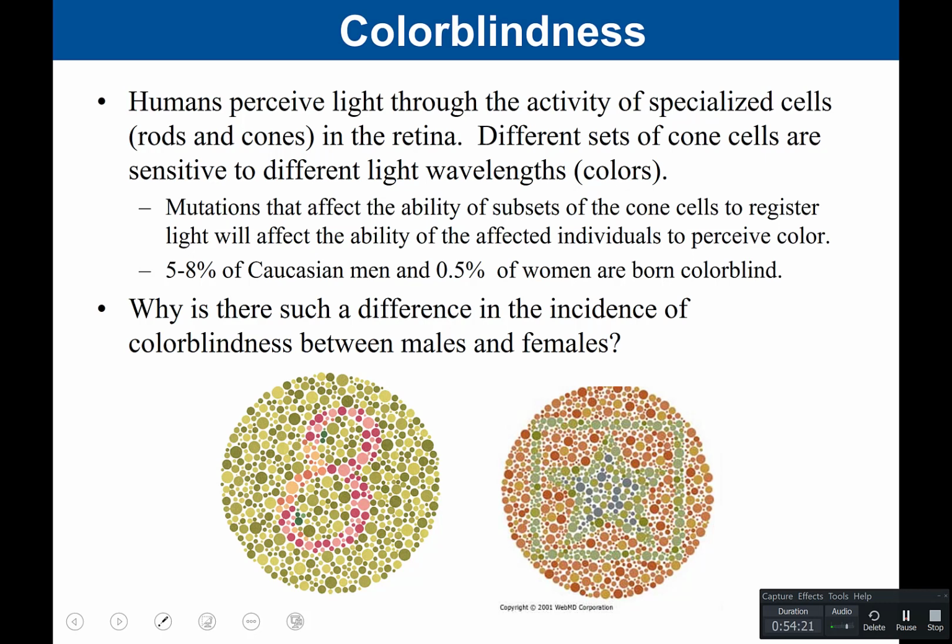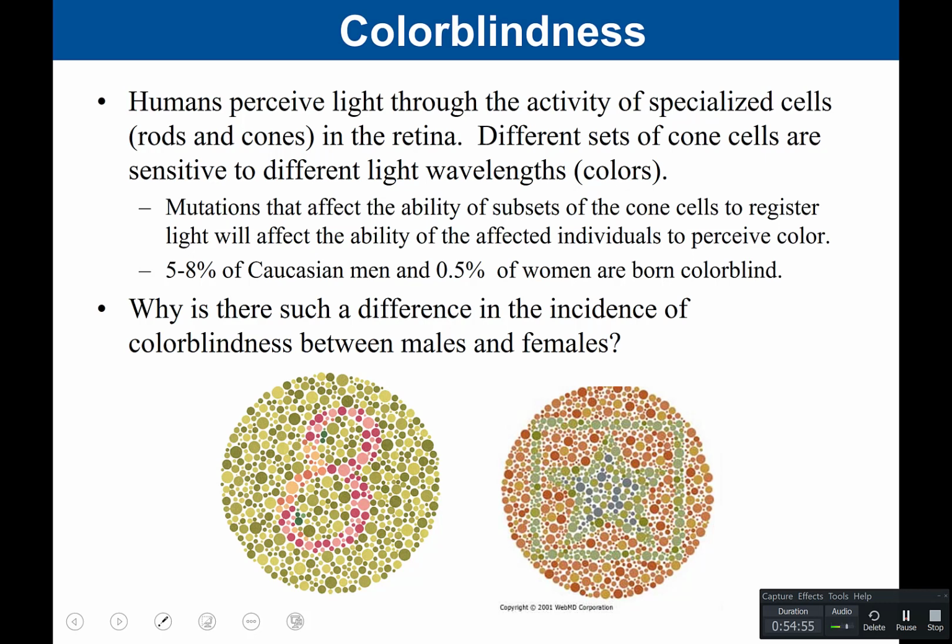5 to 8% of Caucasian men are colorblind, but only 0.5% of women are born colorblind. So notice that men are 10 times more likely than women to be colorblind. Why is there such a difference in the incidence of colorblindness between males and females? Here is an example of a type of colorblind test. Now don't panic if you can't see these correctly. Sometimes the screens adjust the color and it might make them harder to perceive.